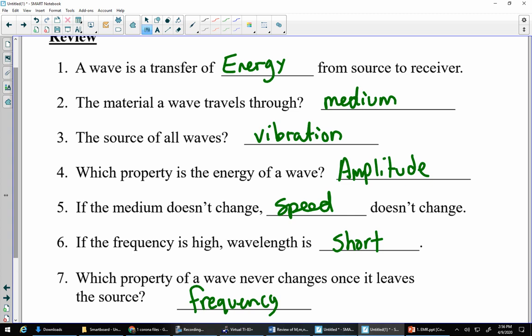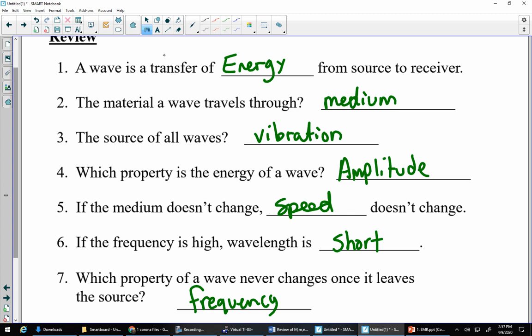A wave is a transfer of energy from source to receiver. I mentioned we've already gone through a couple of these, and some of them we haven't gone through yet, but they're still all things we need to know. Number 2, the material a wave travels through is called the medium. The source of all waves is a vibration. The property which is the energy of the wave is our amplitude. If the medium doesn't change, the speed doesn't change either.